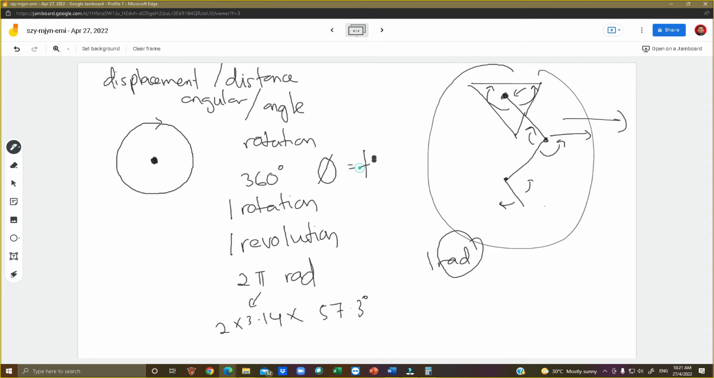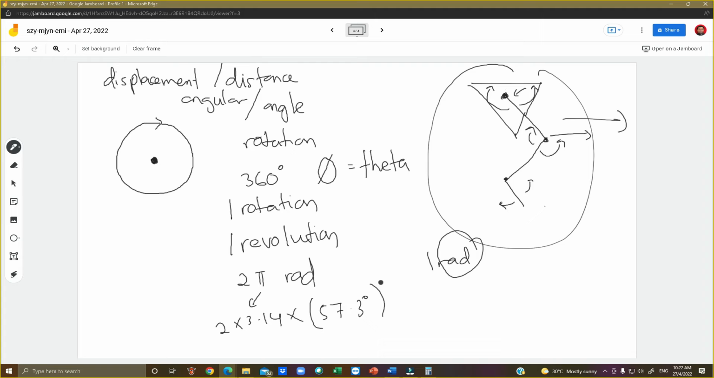Nama kampung dia theta. Okay, nama kampung dia theta. Angle. Ataupun we describe in term of rotation. Ataupun we describe in term of revolution. Ataupun we describe in term of radian. Okay, kita describe in term of radian. Okay, why 1 radian equals to 57.3?